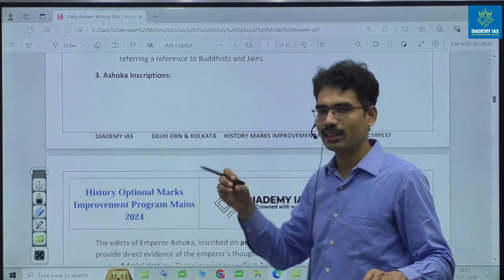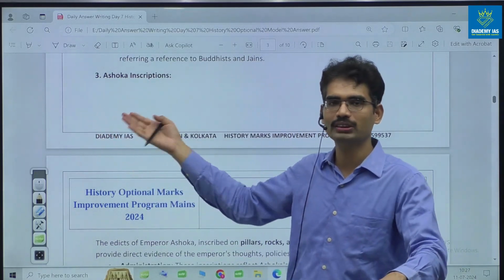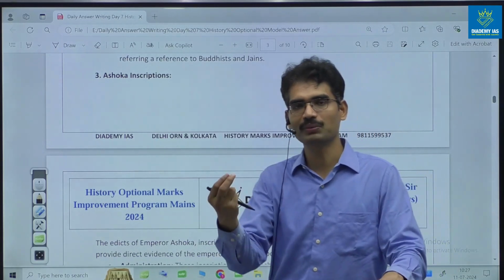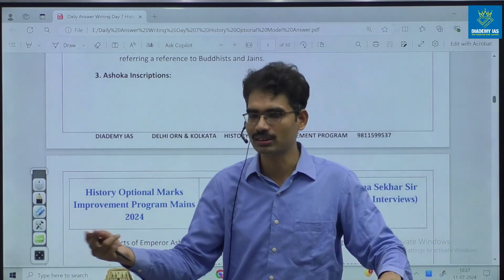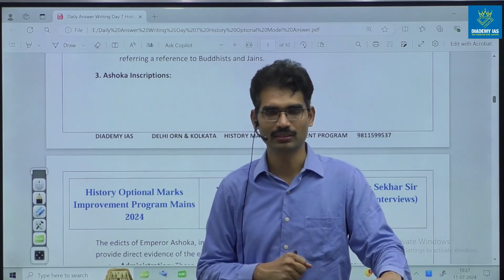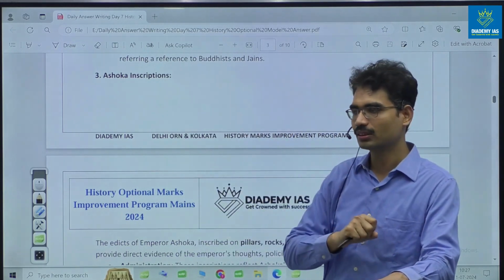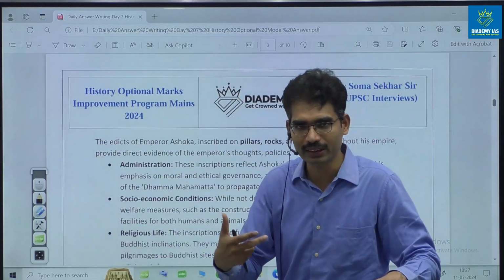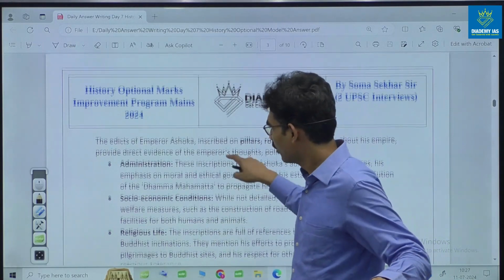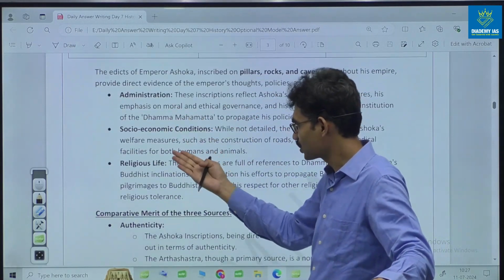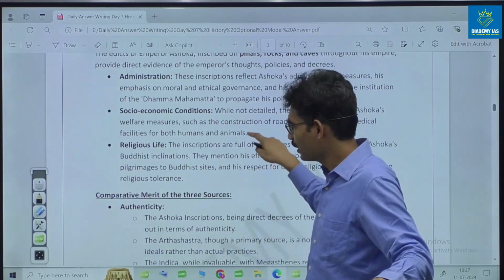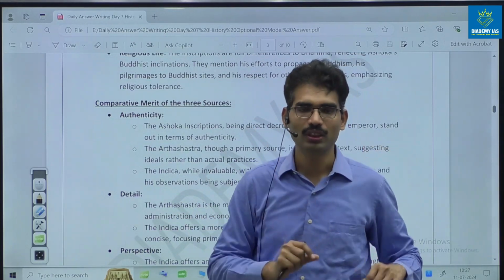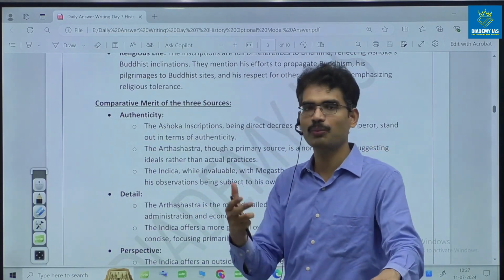It's all about the demand and the number of marks. Suppose it is a 10-marker, then I cannot even write this many points. If it is 15 marks, I can write some more. With 20 marks, I can elaborate some. Depending on the number of marks and the demand of the question, I have to completely transform the answer. Now, Ashoka's edicts: administration, socio-economic and religious. And when it comes to comparative, now come to the keyword comparative merit. It is asking about comparison.